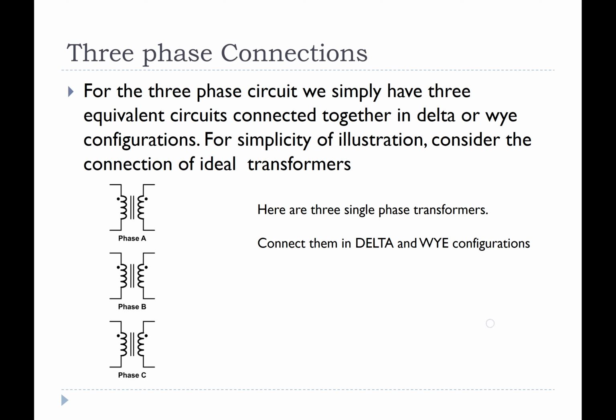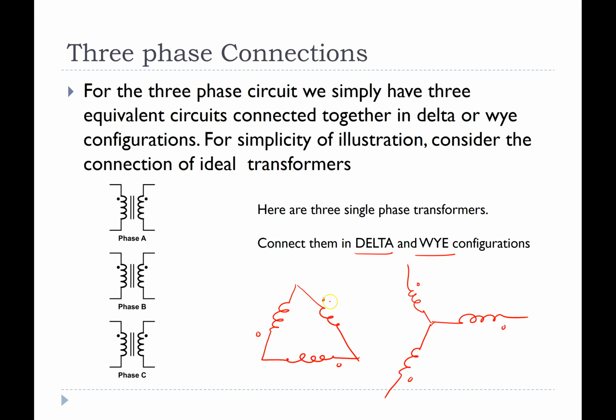based on the configurations. So if you remember, we have two types of configurations, delta and Y, and we're going to look at how these are connected together. So if you had to connect these in delta and Y, how would you connect them? So remember, your delta connection goes like this, and your Y connection like this. And we have the dots here.